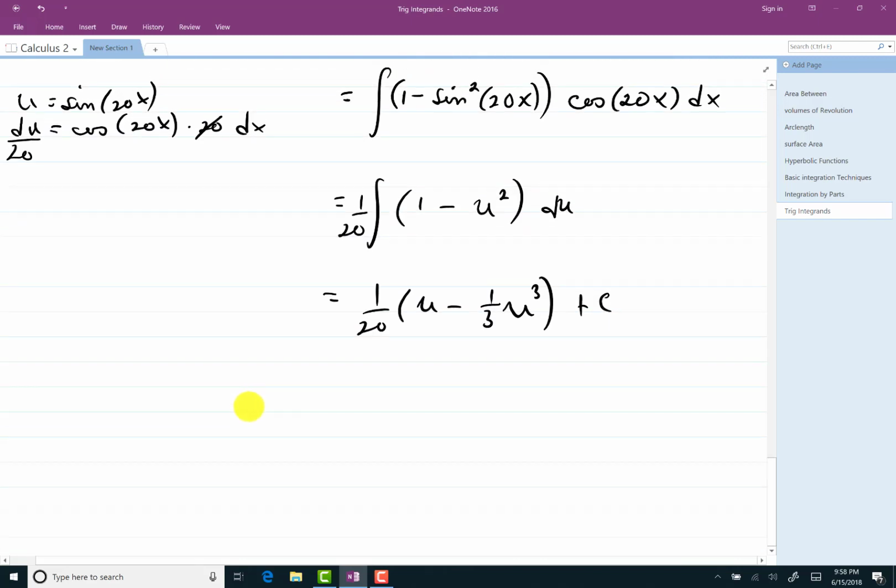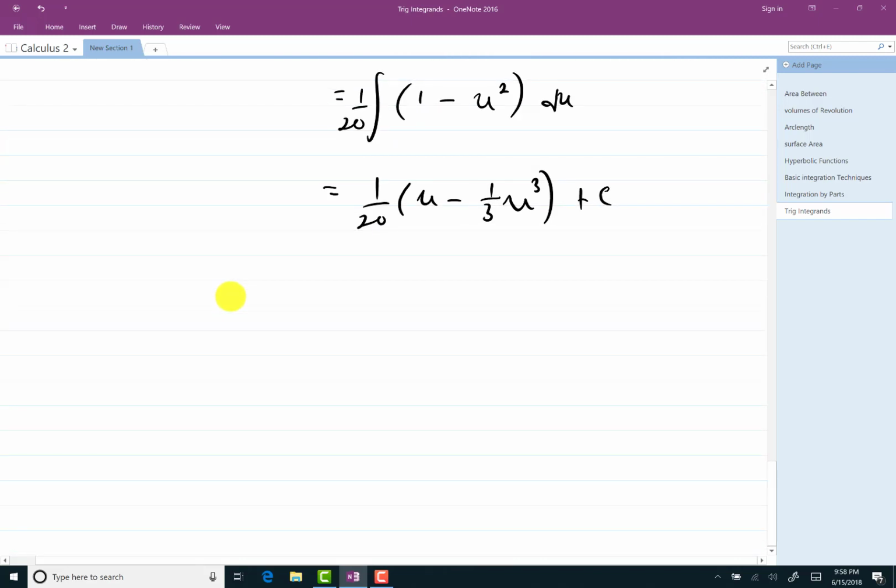And then where to go with u? u is sine of 20x. So I end up with 1/20 sine of 20x minus 1/3 sine cubed of 20x plus c.